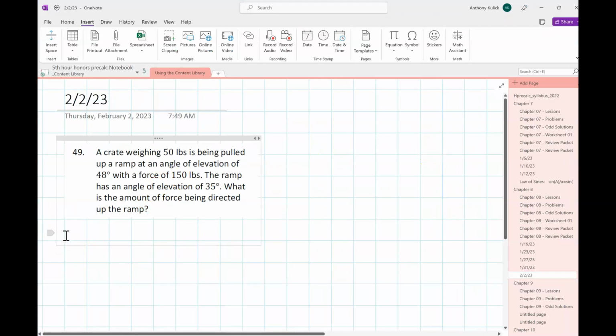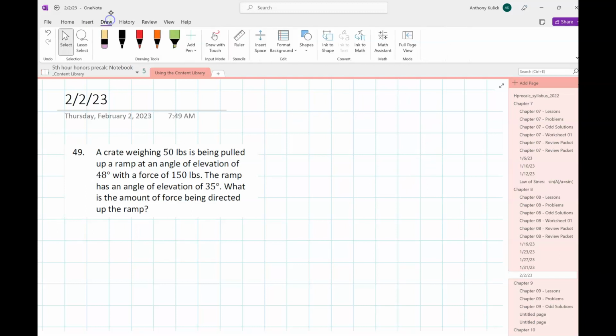All right. Here it says a crate weighing 50 pounds is being pulled up a ramp at an angle of elevation of 48 degrees with a force of 150 pounds. The ramp has an angle of elevation of 35 degrees. What is the amount of force being directed up the ramp? So, important question to lead off when you read this problem. How many vectors do you hear?